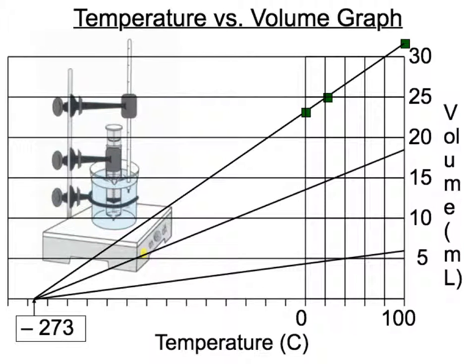Alright, so here is one of the examples of what Charles did. These are perhaps different gases that he used. I don't know what he used exactly. But he found that they all came down to negative 273 degrees Celsius, or 0 Kelvin.